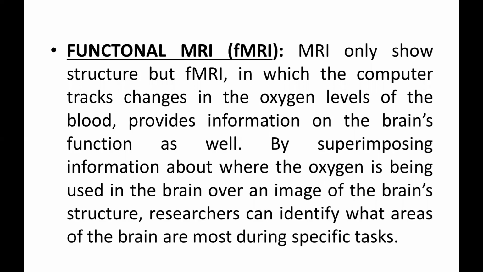Last but not least, functional MRI. Although traditional MRI scans only show structure, functional MRI, in which the computer tracks changes in oxygen levels of the blood, provides information on the brain's function as well. By superimposing information about where oxygen is being used in the brain over an image of the brain structure, researchers can identify what areas of the brain are most active during specific tasks.